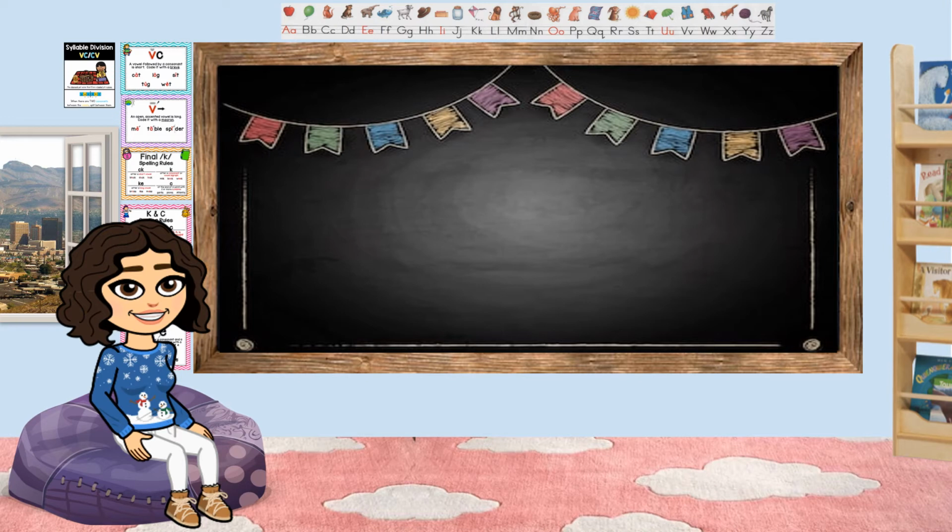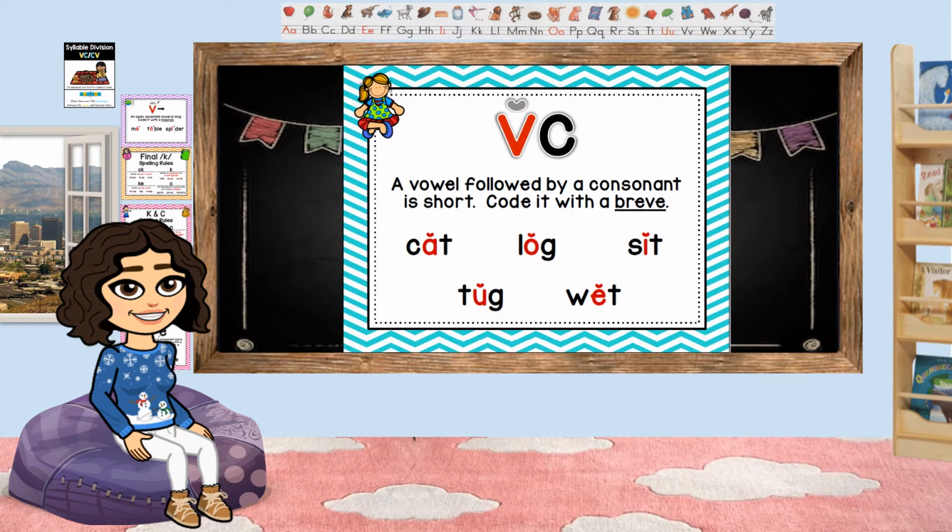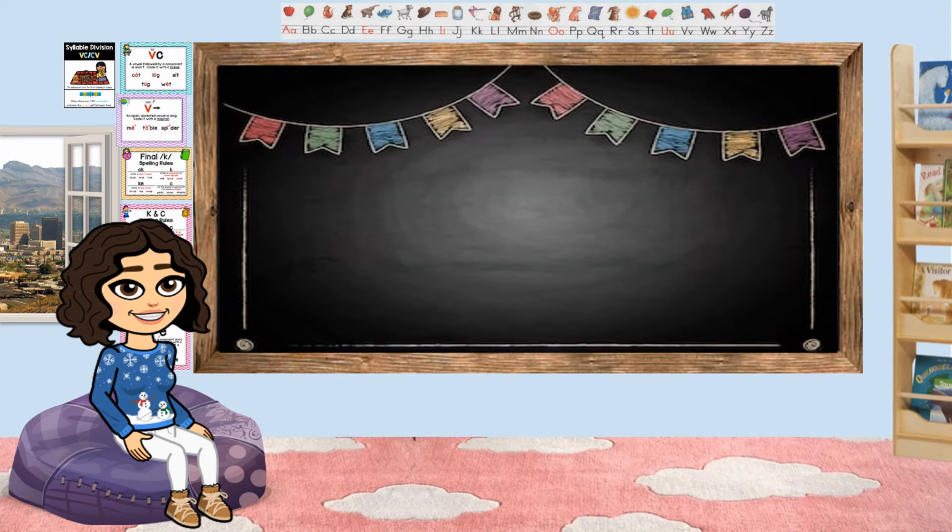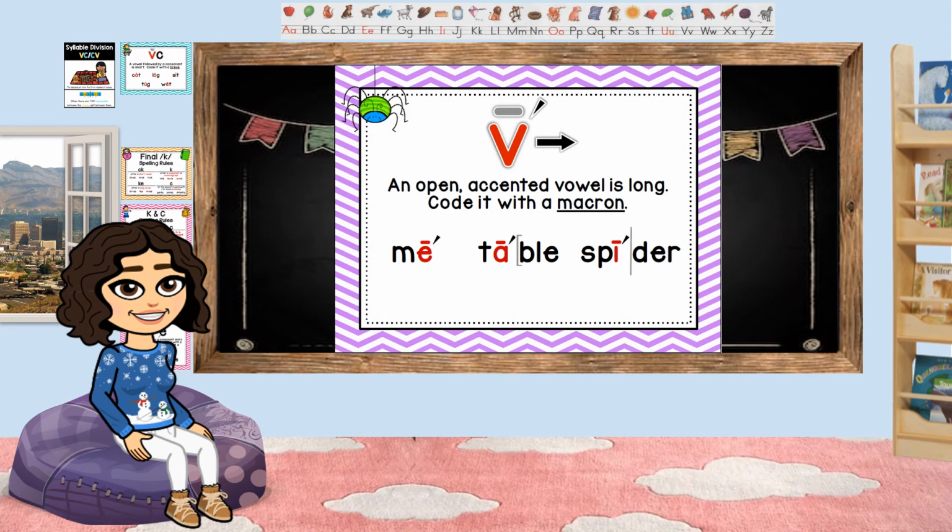Let's go ahead and code some words up on the board. But before we do that, let's review some of our rules. We have our vowel consonant rule. A vowel followed by a consonant is short, and we code it with a breve. We also have our long vowel rule. An open, accented vowel is long, and we code it with a macron.